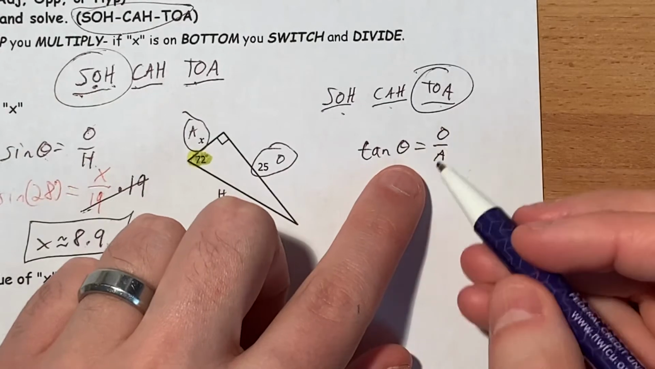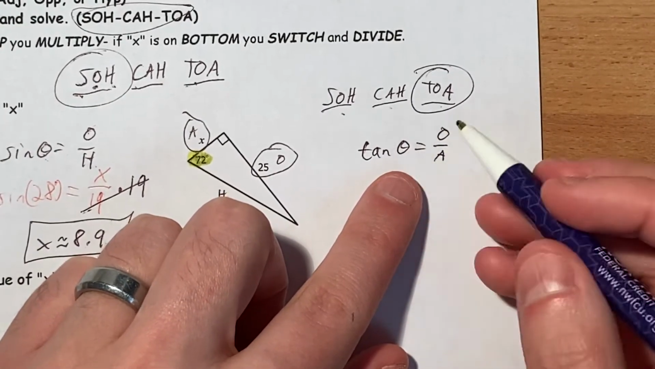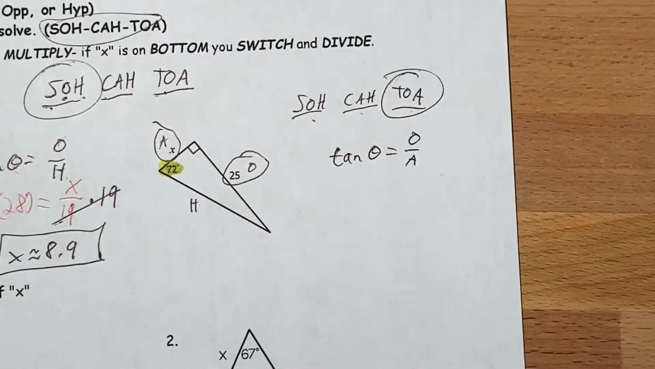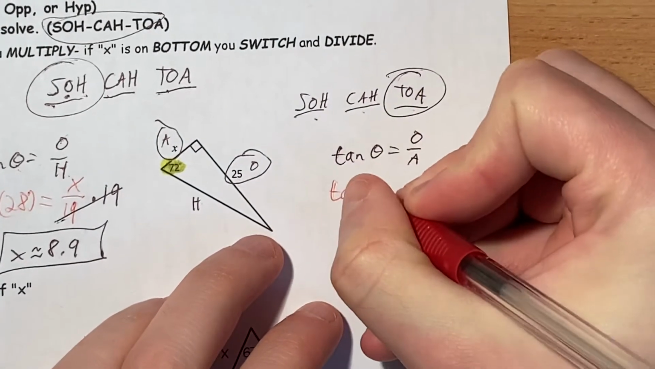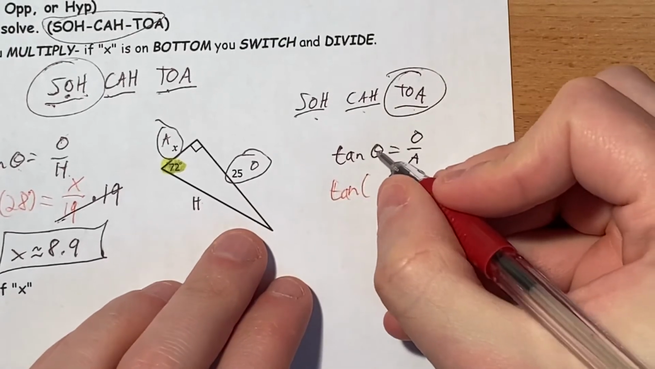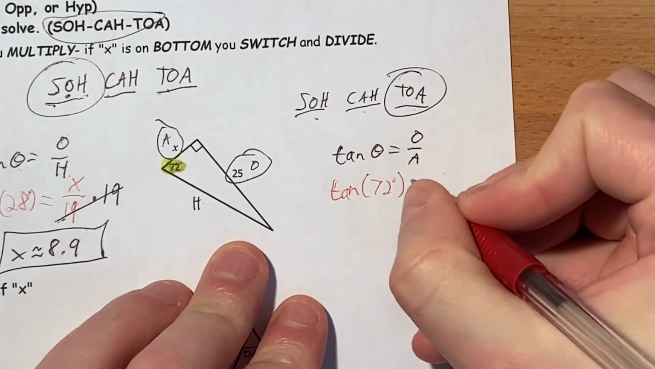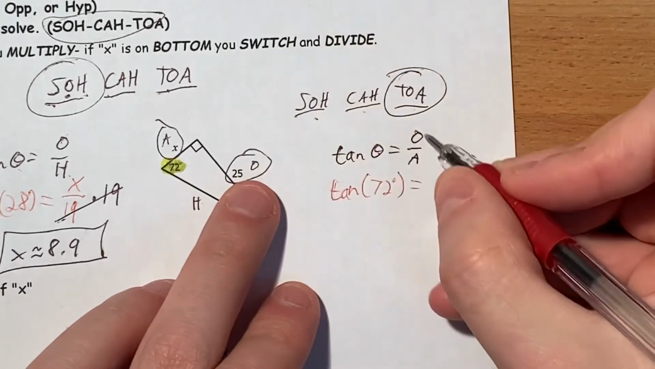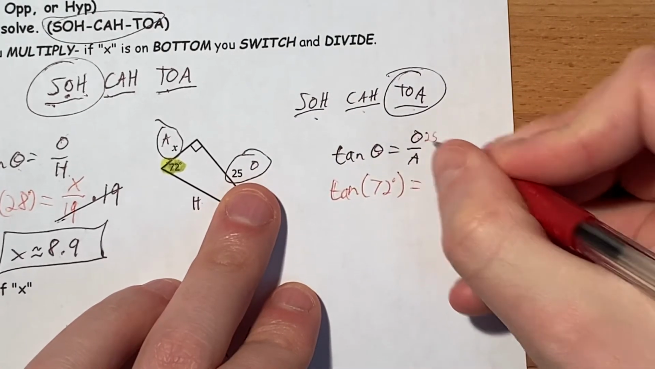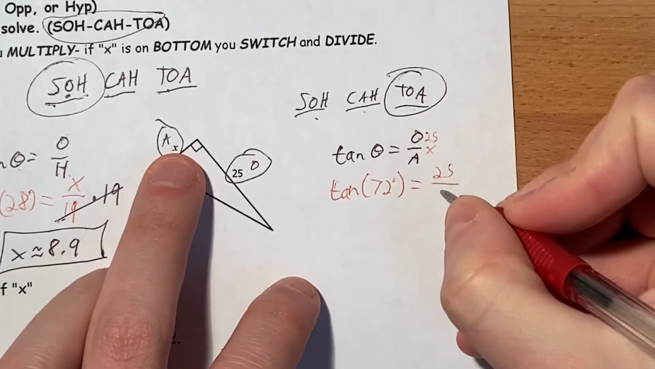Once again, there are 3 letters here. One of them's a Greek letter, but it's still 3 letters. We will know 2 of them, and we will solve for the third. So do we know the angle? Yes, it's 72. Do we know the opposite? It's labeled as 25, right? So it's going to be 25. And the adjacent was labeled as x, so 25 over x.